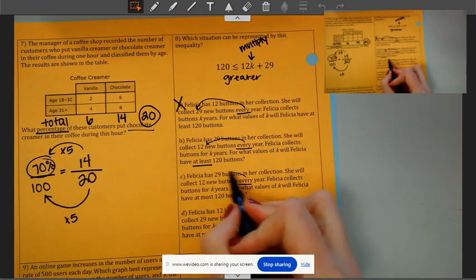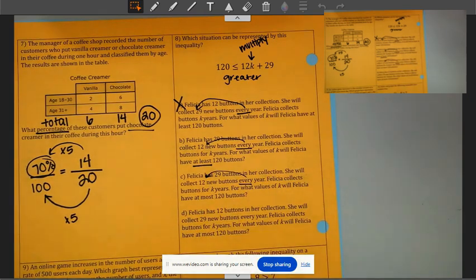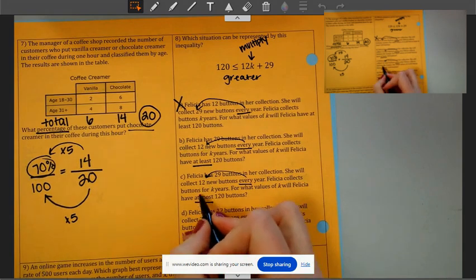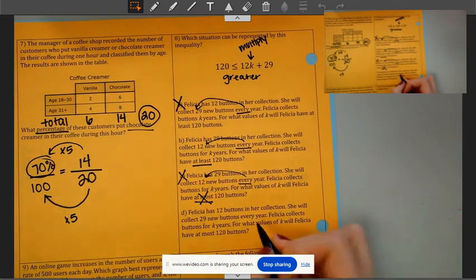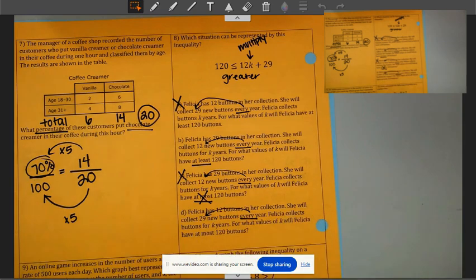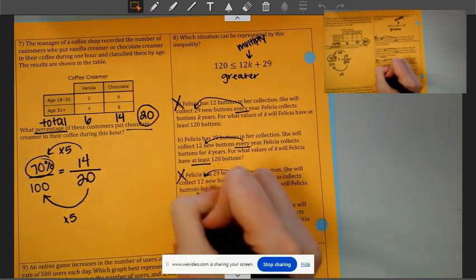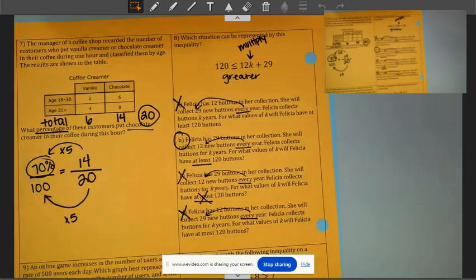She collects 12 every year. So 12 is multiplied again. But this one says at most, which is less than or equal to, so C can't be right. And then D says every with 29, so it's 29 is multiplying. That's not right either. B is our best choice.